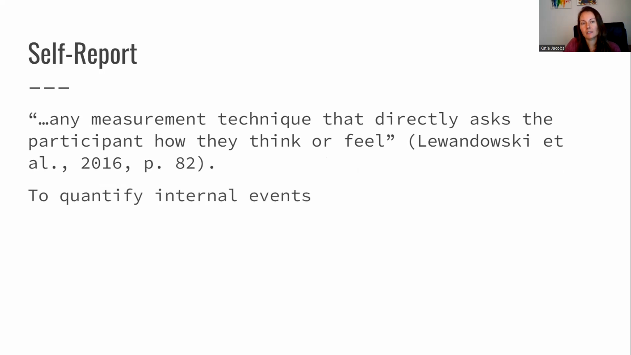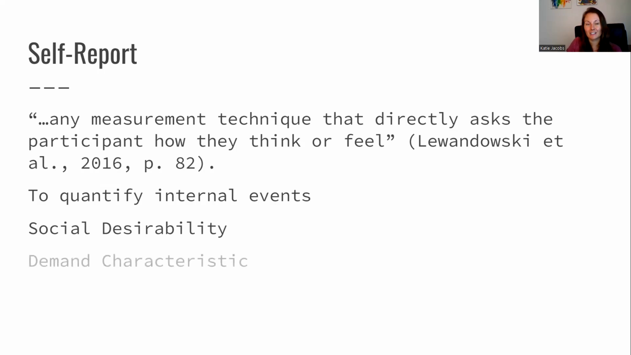And in self-reports, you quantify internal events. So that Likert scale that I told you about earlier is a very common one. It could be a symptom checklist. There's a number of things it could be. One of the problems with self-report is social desirability. People tend to want to make themselves look good. And so if you're not careful, you can prime people to lie to you.